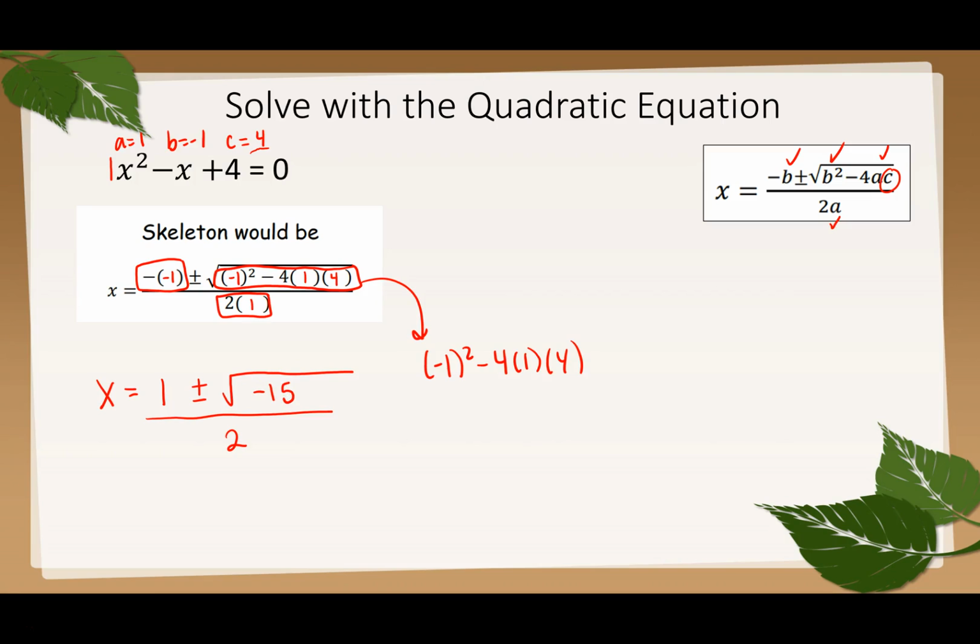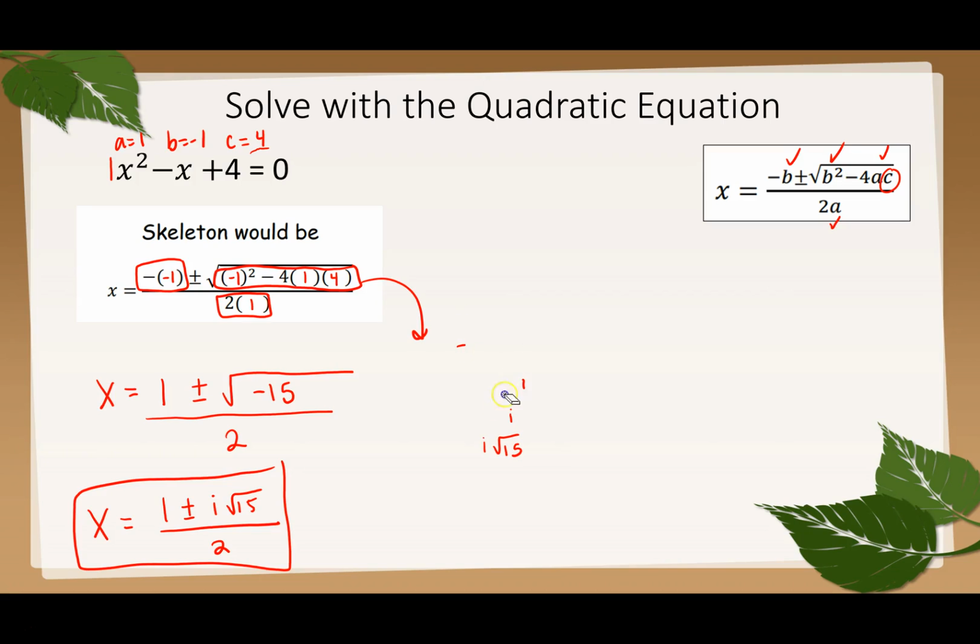Just make sure that's right. Yep, that does look right to me. So now we have to think about, well, we've got a negative, so we're going to have to write this as some sort of i thing. Well, square root of -15, that's going to be equal to the square root of 15 times the square root of -1. So that's going to be square root of 15 times i, which of course we write as i root 15. So we could write our final answer, if you'd like, as 1 plus or minus i root 15 all over 2, and we're done.